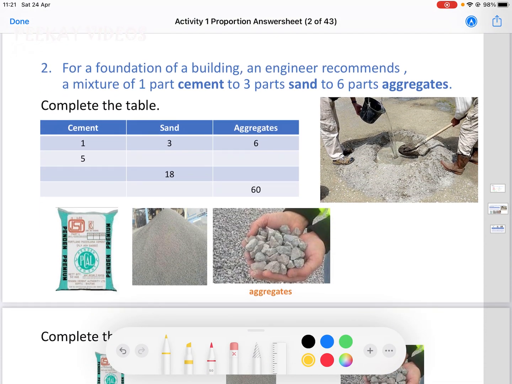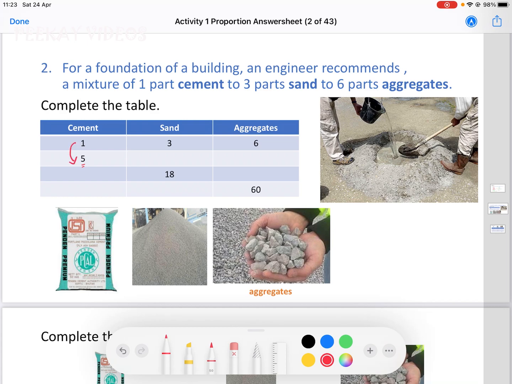Now let us look at question number 2. For a foundation of a building, an engineer recommends a mixture of 1 part of cement to 3 parts sand to 6 parts aggregates. In this table, in the first row, the recommended ratio is given: cement 1, sand 3, and aggregate 6. 1 to 3 to 6. Now, if we use 5 parts cement, how much sand and aggregates do we need? So, we look at the scale factor from cement to cement.